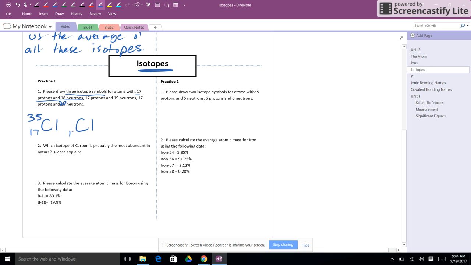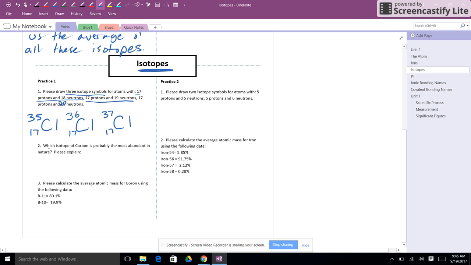So next, the isotope symbol for the atom with 17 protons and 19 neutrons. So 17 plus 19, so we get 36 up here. And then lastly, 17 protons and 20 neutrons. Still dealing with chlorine because it's got 17 protons, so we get 37 up top. So it looks like these are 3 different isotopes of the chlorine atom that can exist in nature.